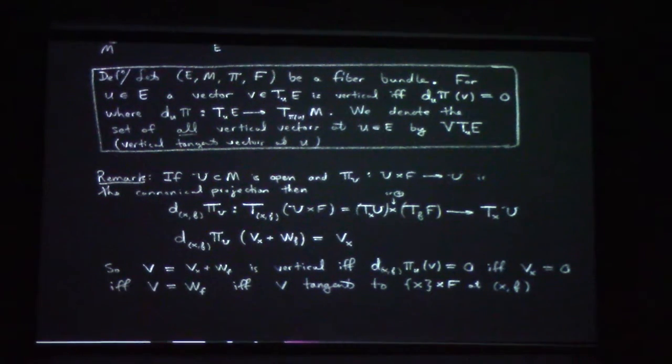Or is it the opposite way around? Exactly the opposite way around. It keeps the piece which is tangent to the manifold, that's the Vx, and it kills off the Wf, which is the part which is tangent to the fiber. All right, anyway. So there's what vertical means.